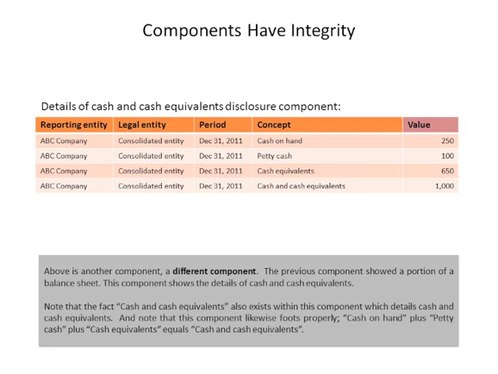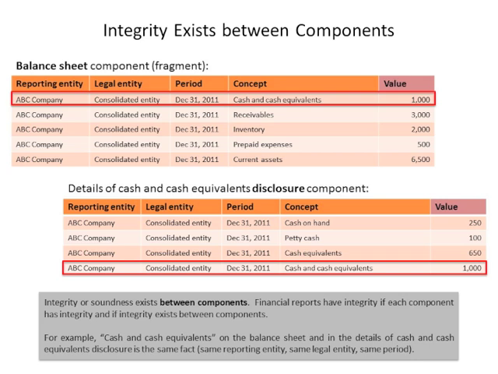This is a different component. The previous component showed the portion of a balance sheet. This component shows the details of cash and cash equivalents. Note the fact that cash and cash equivalents also exists in this component, which details cash and cash equivalents. Note that this component likewise foots properly. Cash on hand plus petty cash plus cash equivalents equals cash and cash equivalents. The point here is that each of those components have integrity. This will make more sense when we look at the next slide.